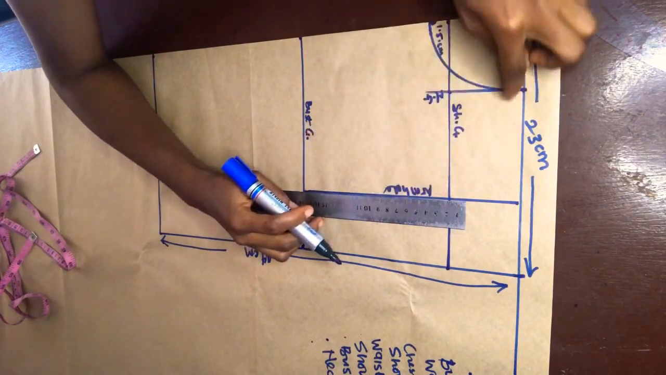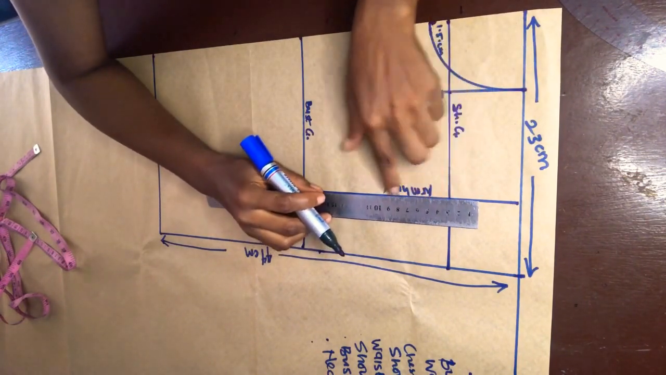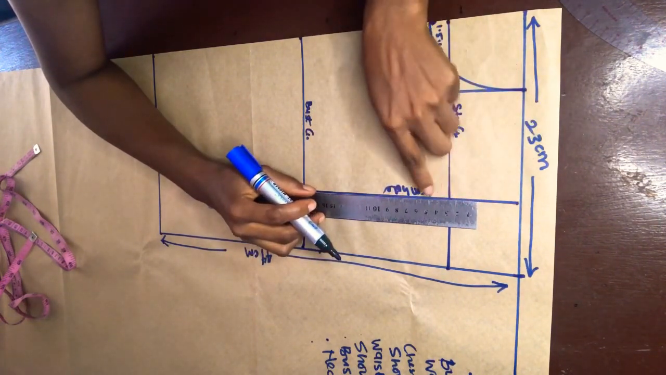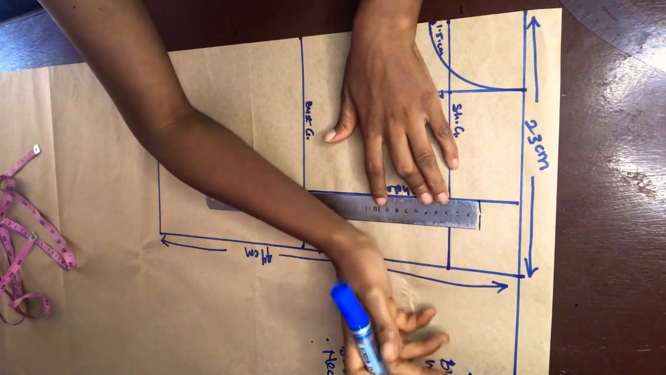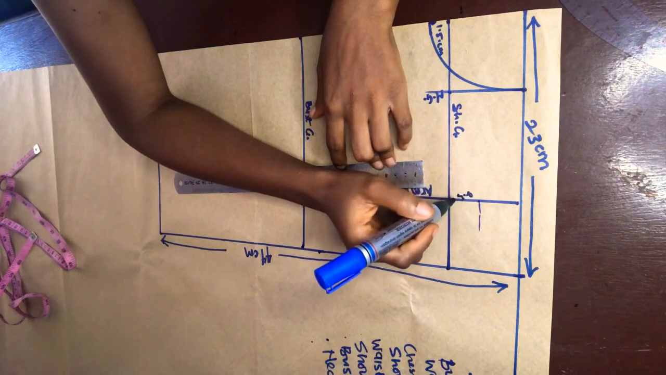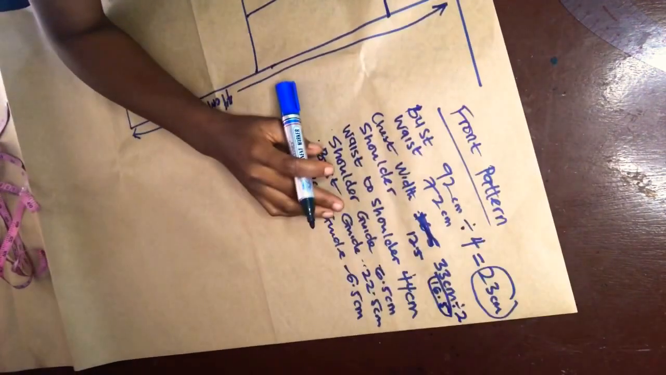To draw out the shoulder, we are going to come up from the shoulder guideline about 1.5 to 2.5, depending on how the person's shoulder is sloped. So I'm going to be coming down here about 2.5 centimeter. Then I'm going to slant it.